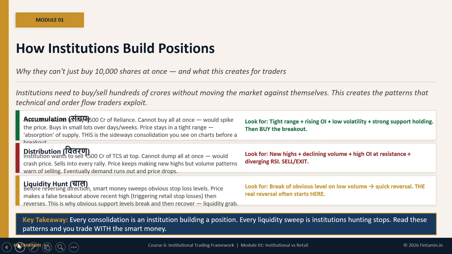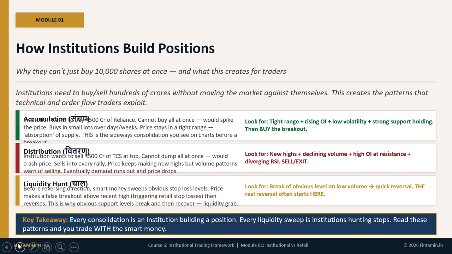Next is distribution. Institution wants to sell 500 crore of a stock at the top. They sell into every rally gradually so price does not crash. Volume on up days starts declining. New highs are made on low volume. Then suddenly price drops. The institution has finished selling and retail is left holding overpriced stock.